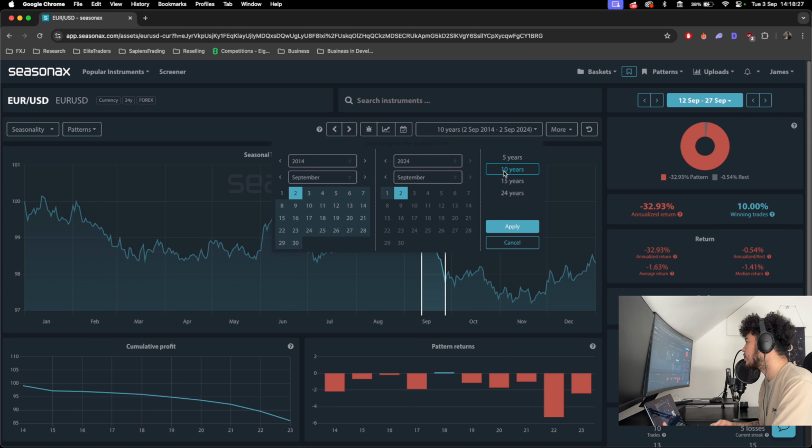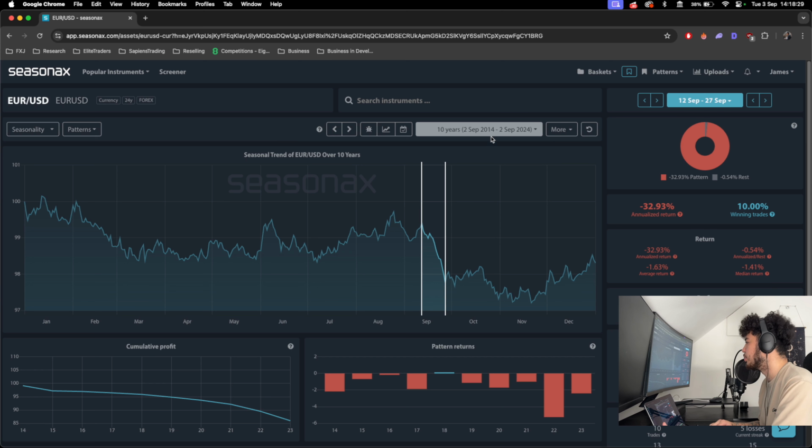So over the past 10 years of data here on euro dollar, and we take this from the 12th of September up until the end of September, so around the 27th, so sort of the mid part of September, we can see we have a huge decline. If we were buying euro dollar during this period, every year for the past 10 years, we would have won one trade and lost 9. But of course, we're looking to go short. So for us, this means we would have won 9 trades and lost 1.